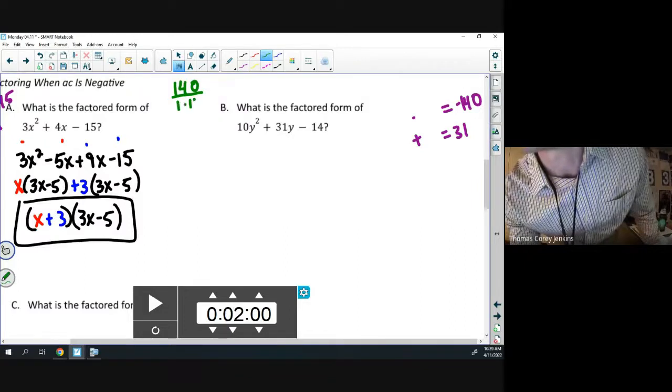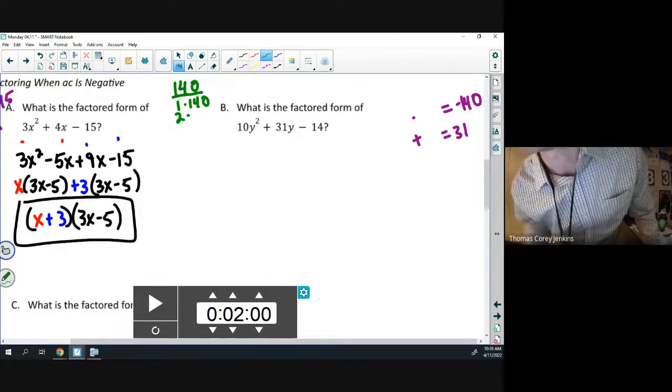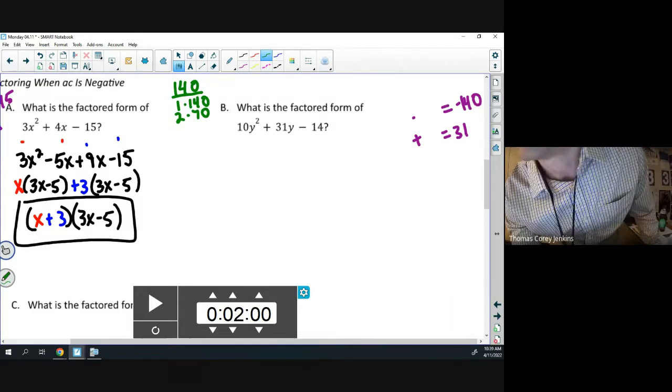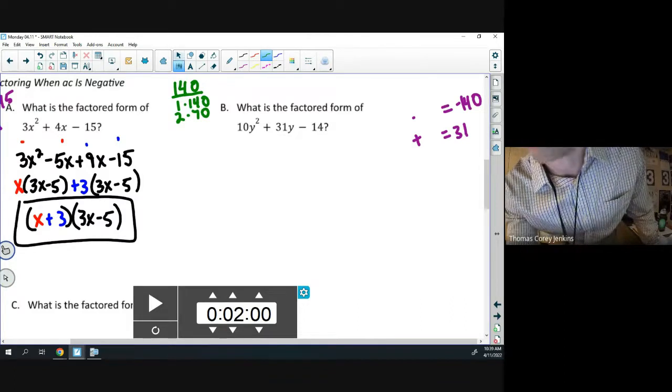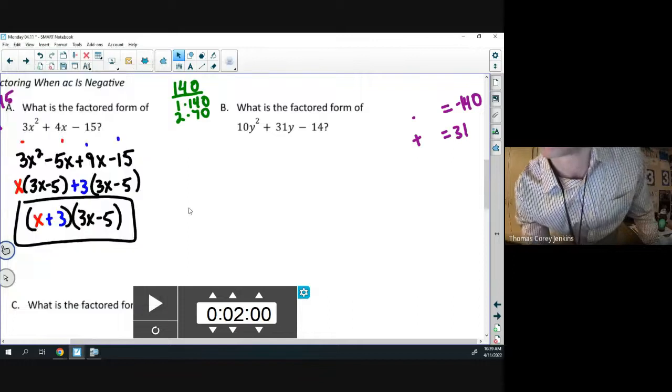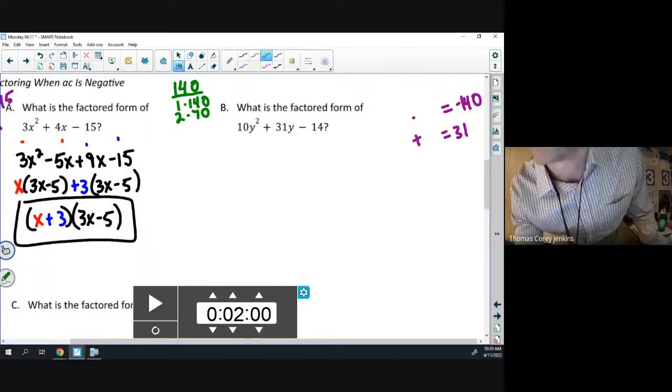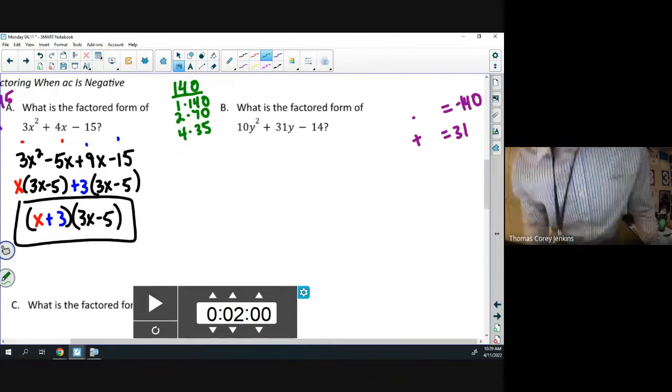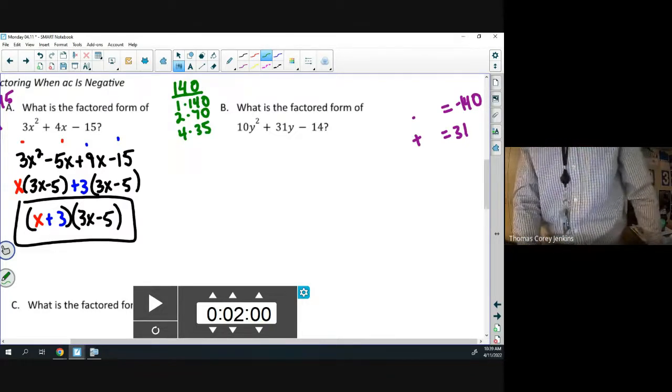So 1 times 140, 2 times, and then you could do 140 divided by 2 to come up with 70. 3 doesn't go into 140. 4, I believe, does. So here's how you could do it. 140 divided by 4 is 35. And then you kind of keep going. But I will tell you that the winning pair is up there.